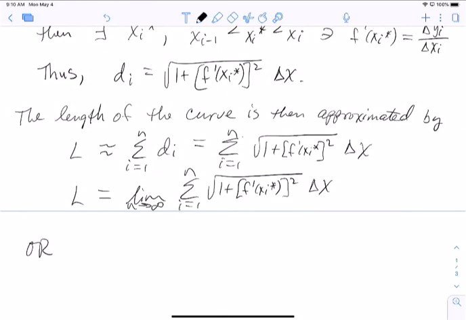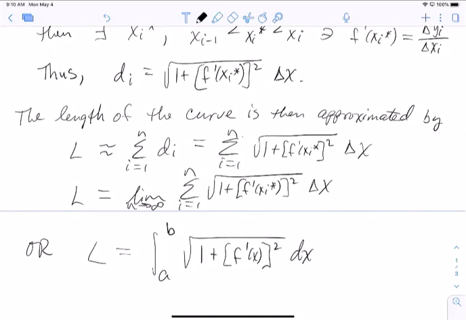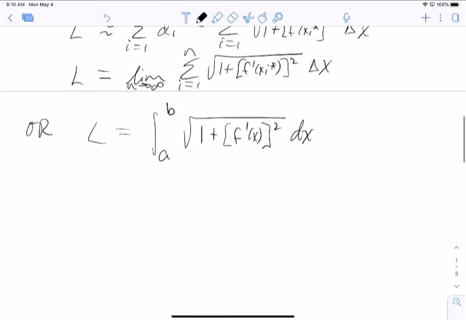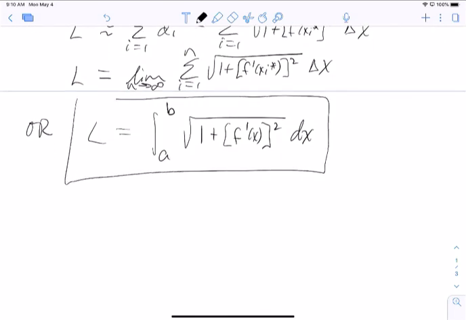This is, of course, an integral, and so the length of a curve as x goes from a to b is the integral from a to b of the square root of 1 plus f prime of x squared dx. And so the process to find the length of a curve from a to b, that's x going from a to b, will be to take a derivative, square it, add 1, put it into a square root, and then hope that we can integrate the result.